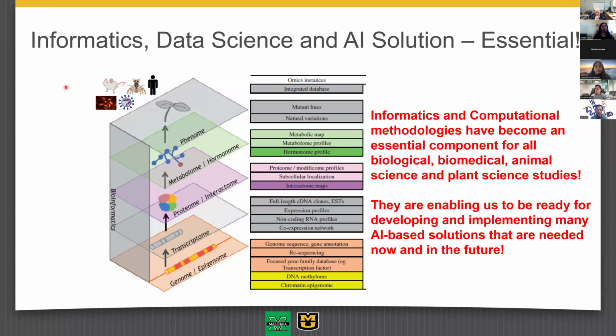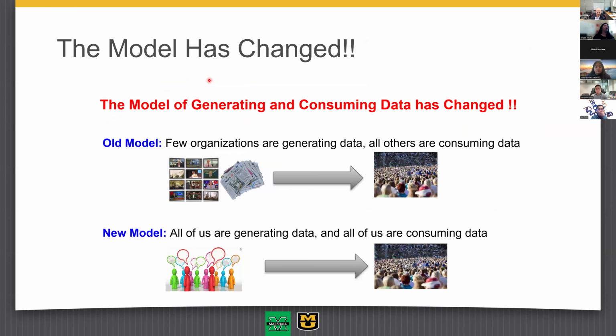And this is applicable to any organisms that you would be working from, everything from viruses, bacteria, all the way to animals and human beings. What has really changed over the period is that gone are the days where, similar to news outlets, there used to be a few newspapers which would be the source of information. Everyone would go and gather information, using that as the major source. Whereas now the new model is where, at the social media level, everyone is generating data and at the same time, everyone is consuming it.